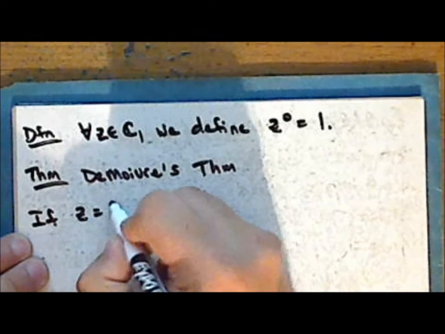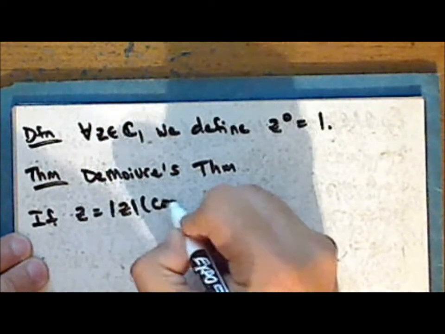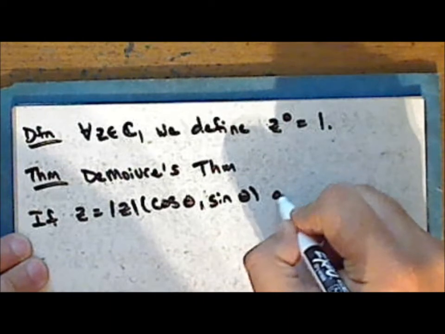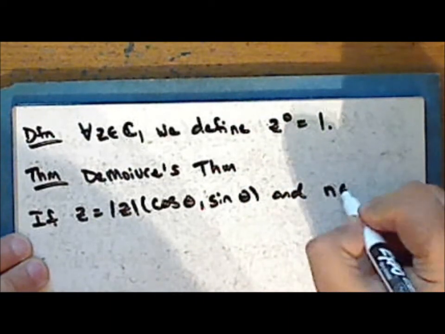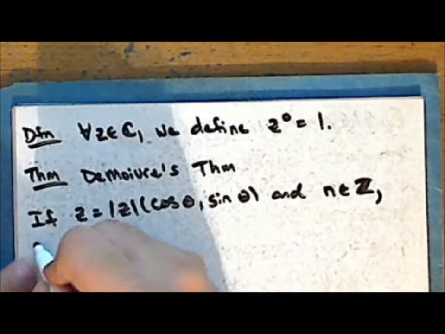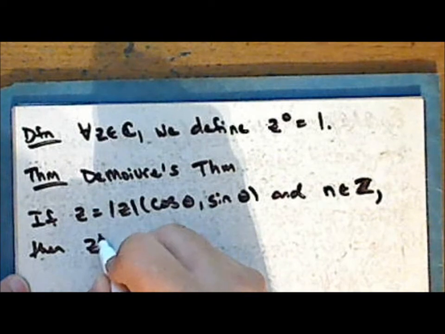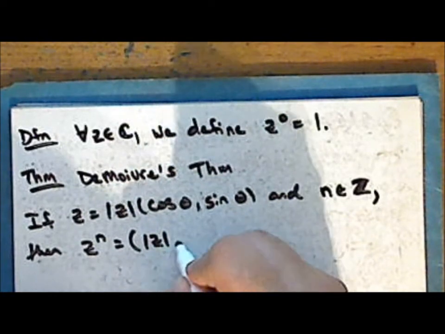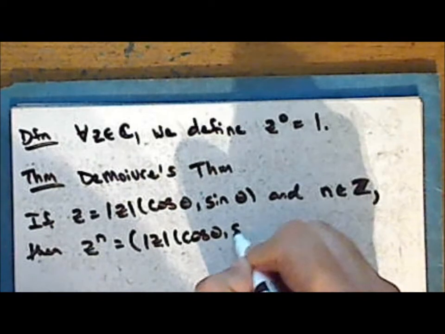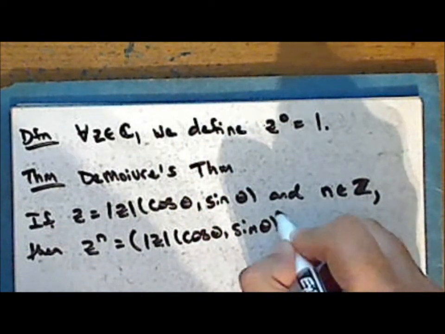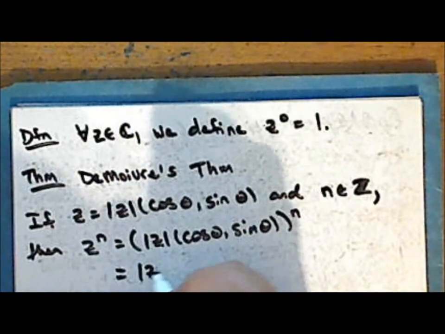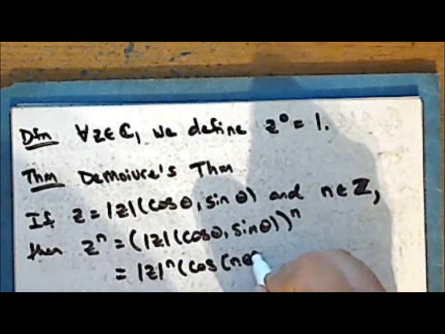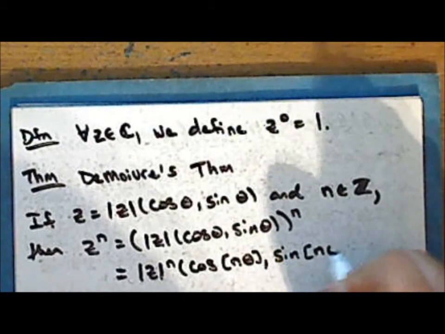If z is given in trigonometric form, and n is any integer, then z to the power of n is the quantity, the product of the modulus of z with the ordered pair cosine theta, sine theta, raised to the power of n, which is the modulus of z to the power of n times the ordered pair cosine n times theta, sine of n times theta.